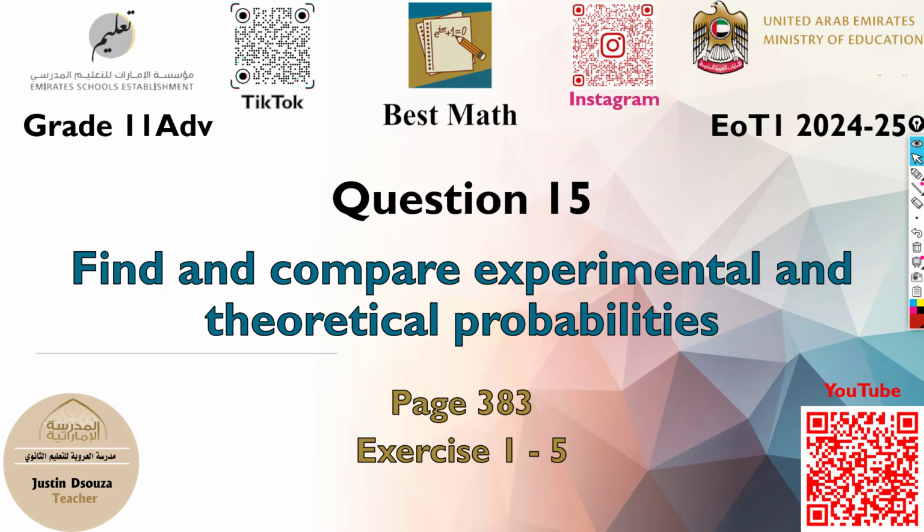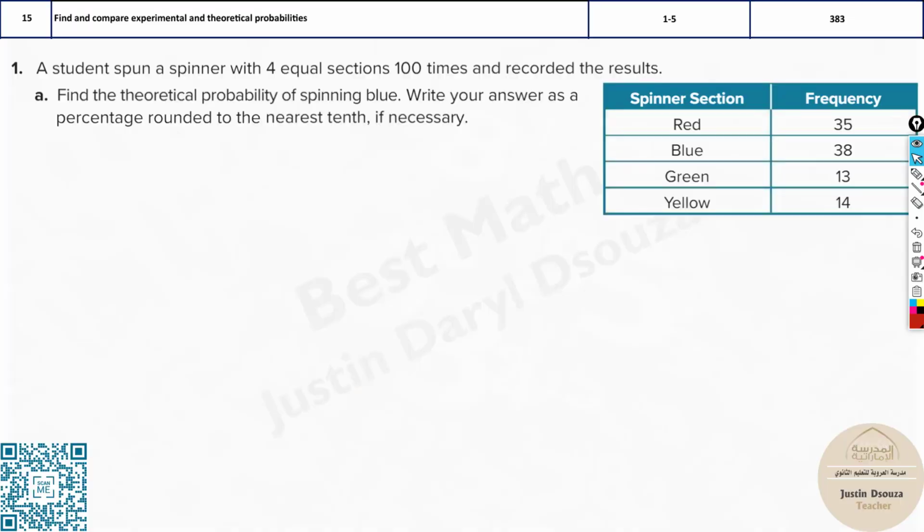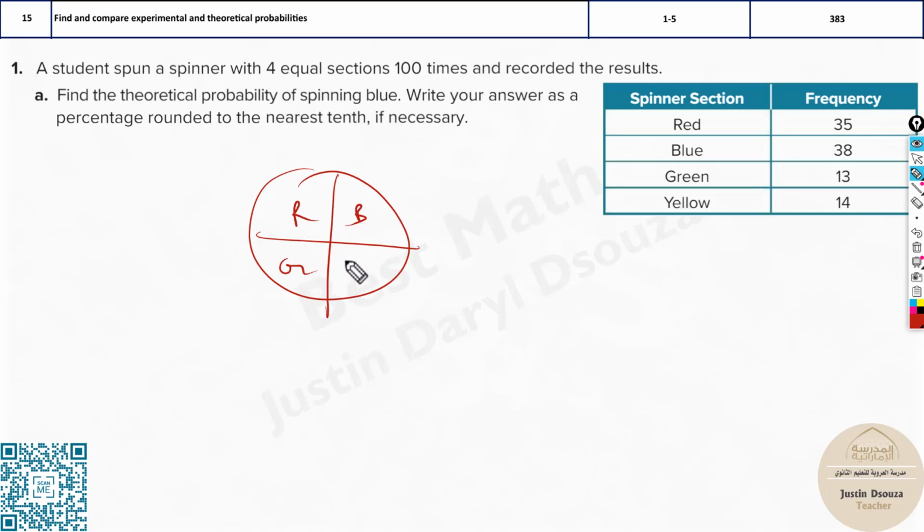Question 15 is about comparing experimental and theoretical probabilities. Here we have a situation where a student spun a spinner with four equal sections 100 times. Imagine a spinner like this, with four equal sections: red, blue, green, and yellow. It's given over here, spun 100 times. There's a pointer which will denote the color, and the student recorded the results. The results are over here.